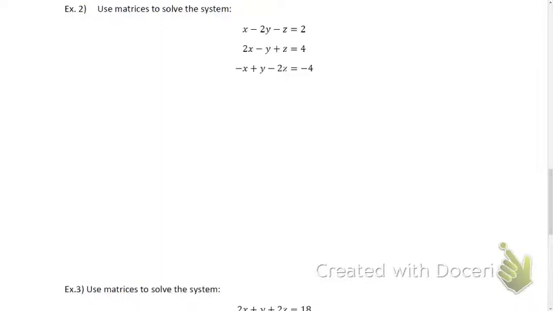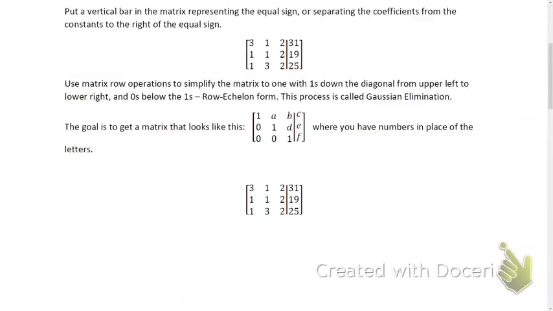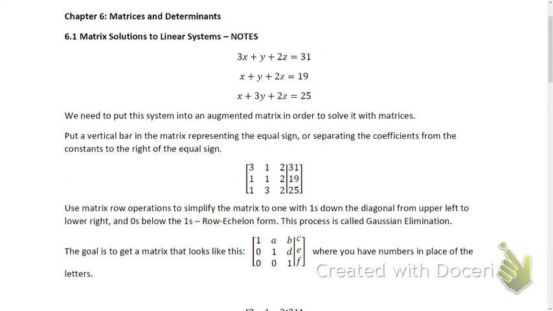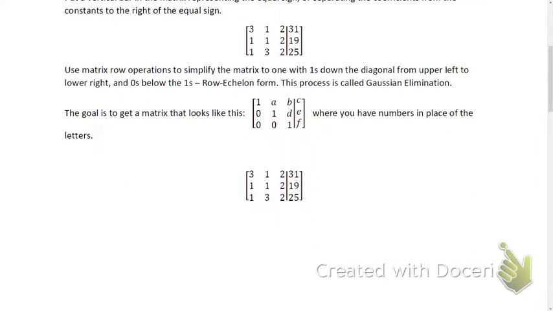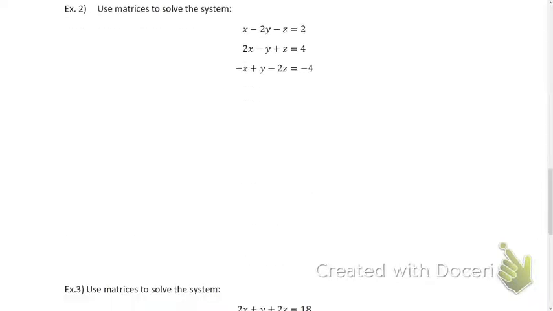This is still 6.1, where we are using matrices to solve a system of equations. That was Friday. We need to make an augmented matrix, and we're going to do it again on this number 2. I handed out a paper with all of these on it on Friday, but the original number 2 had 4 variables in it, and I've changed it.